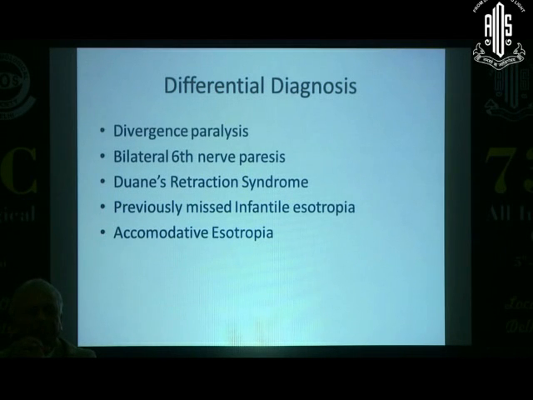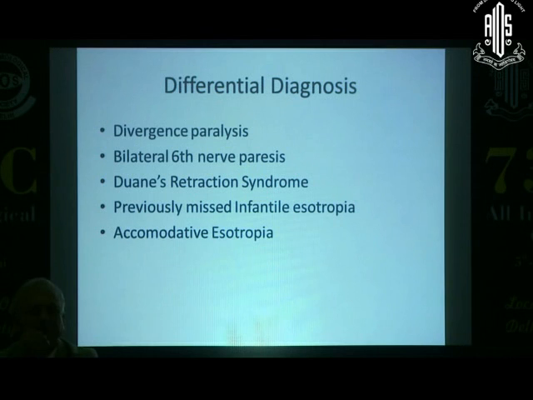The important thing here is the differential diagnosis. To come to an esotropia in a patient walking to you with diplopia, you hardly have any problem. The problem is that you need to differentiate it from a sixth nerve palsy, and you need to differentiate it from divergence paralysis. Again, for most of them, you need to think of a neurological cause. It's also important to identify Duane's retraction syndrome, which we've talked about.